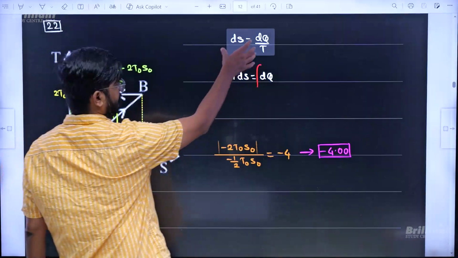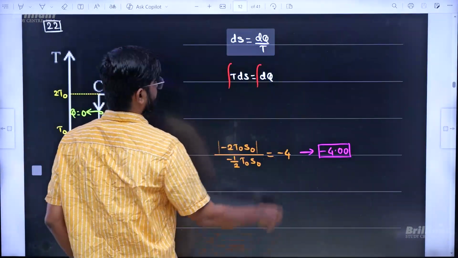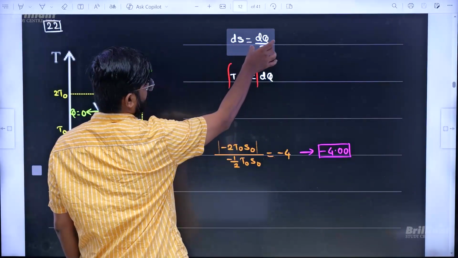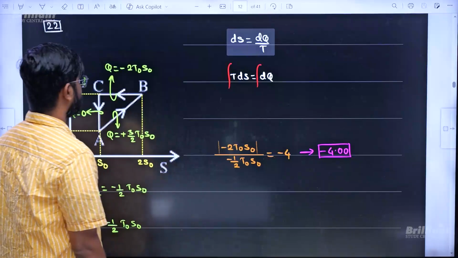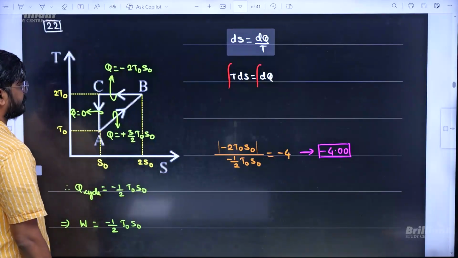That's the basic definition in a reversible process. So if I want to calculate Q for any process, then I have to integrate TdS. TdS is going to be the area under the graph.